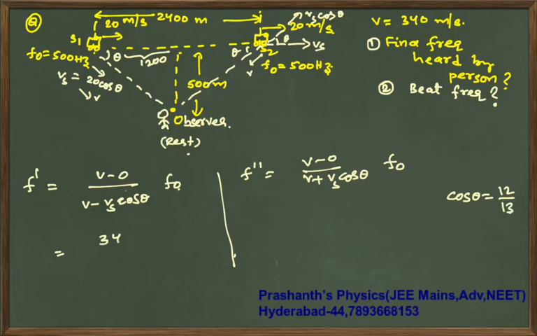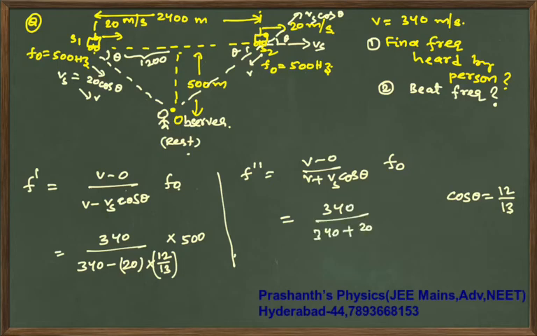So v value is given as 340 by 340 minus, what is velocity of source? 20 times cos theta is 12 by 13 times frequency is 500. Here it is 340 by 340 plus 20 into 12 by 13 times f naught, which is also 500. So simplifying here, the final answer that you are going to supposed to get is 529 hertz here, and it is 474 hertz. So this is your first bit answer.